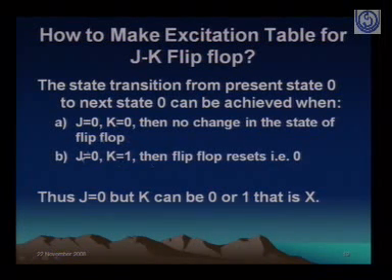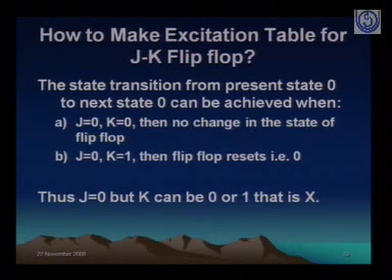So what does it tell me? The value of j has to be 0, but the k can be 0 or 1. That is x, don't care. The value of k does not matter. It can be 0 or 1, but the value of j has to be 0. Then the flip-flop will necessarily remain, and if it is in present state 0, the next state will be once again 0.